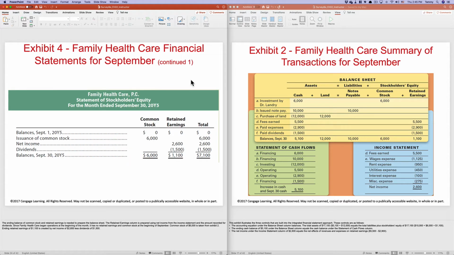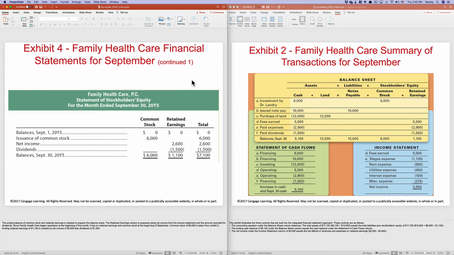Now, the next thing that you need to do is create the statement of stockholders' equity, which, by the way, is also called the statement of retained earnings. And so sometimes you'll hear me slip. I'll call it one thing or the other. I apologize for that. I know it's not ideal.